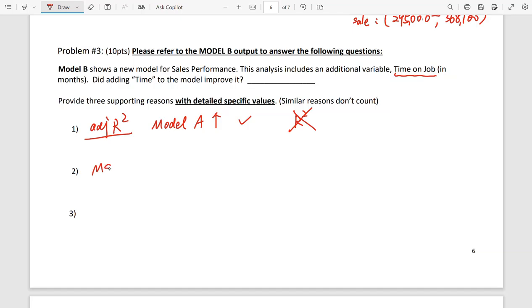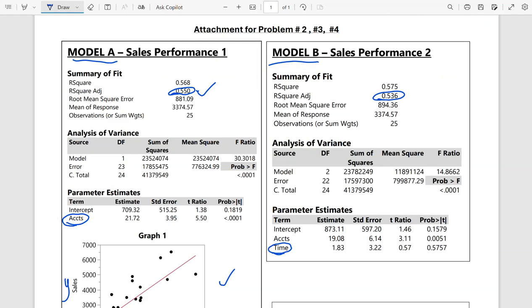We say adjusted R square always pairs with MSE, right? Adjusted R square is the better aspect of this regression, and we also need to compare the bad aspect of this regression, right? So the smaller the MSE, the better, right? So in this case, where is the MSE for model A?